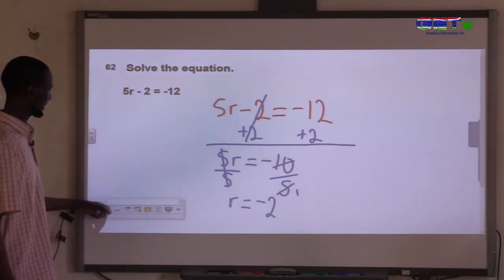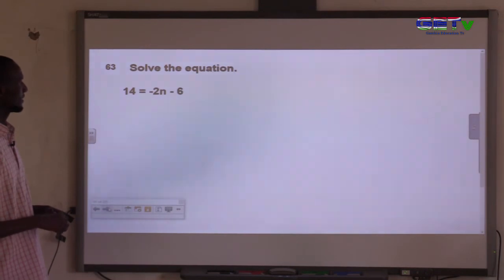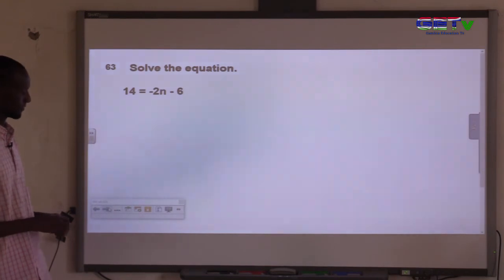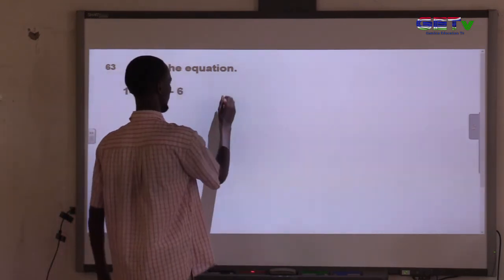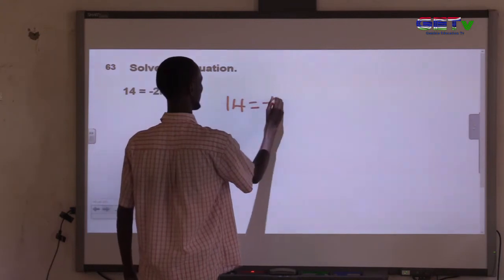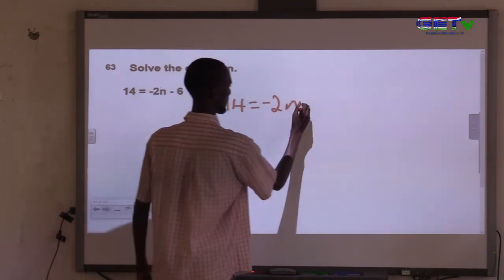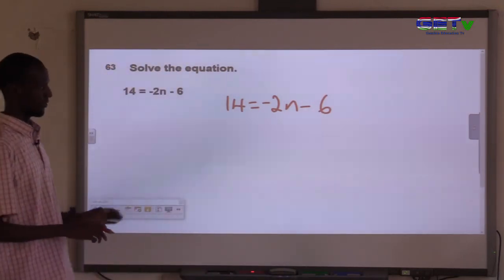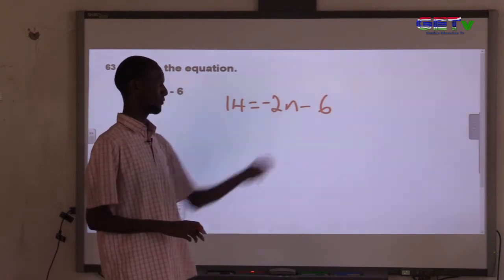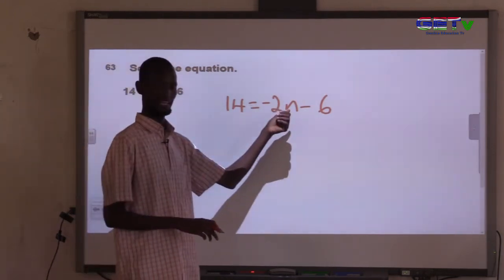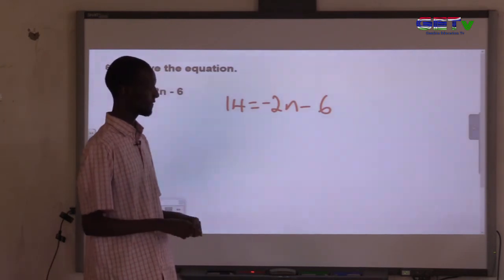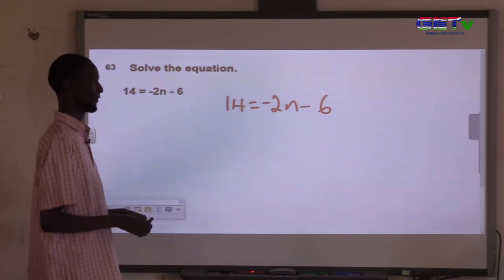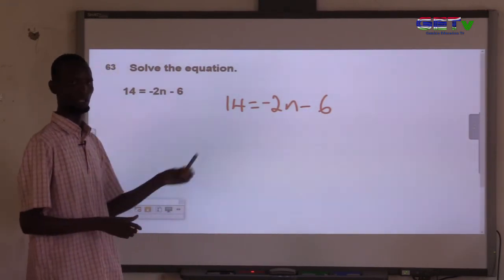Now, let's get more problems. 14 equals negative 2n minus 6. That is our question. On the side where we have the variable, we have negative 2n there, 2 times n, multiplication, then minus 6, subtraction. As usual, we know we should undo a subtraction before a multiplication.